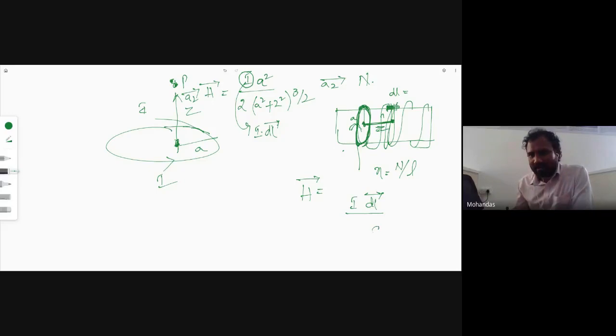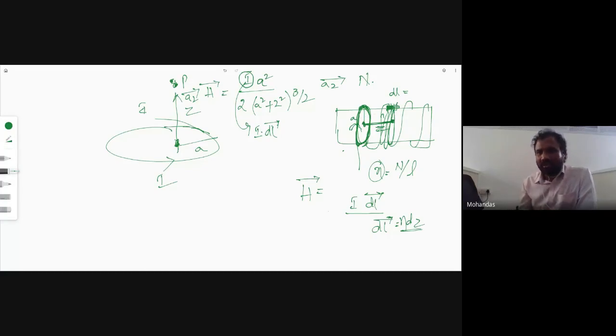What is the dl here? dl equal to dz. But as there are some loops that exist under this length, that is nothing but n. So we have to write n into dz.